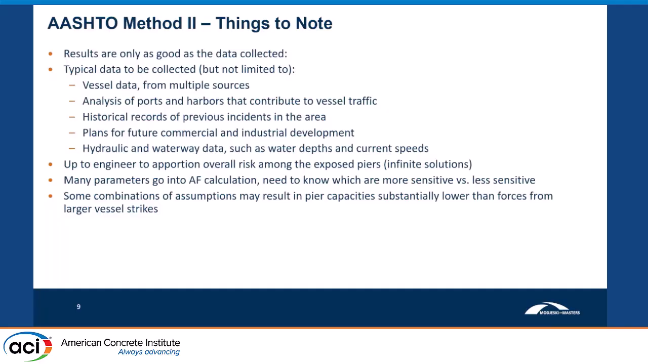Since many parameters go into this calculation, you'll need to know which ones are more sensitive and which ones are more effective at decreasing the risk. Some combinations of the assumptions may result in pier capacities that are way lower than the forces of a large vessel strike. So engineers would need to look at these forces and the results and make sure we're not proposing something that is not enough to protect the structure.